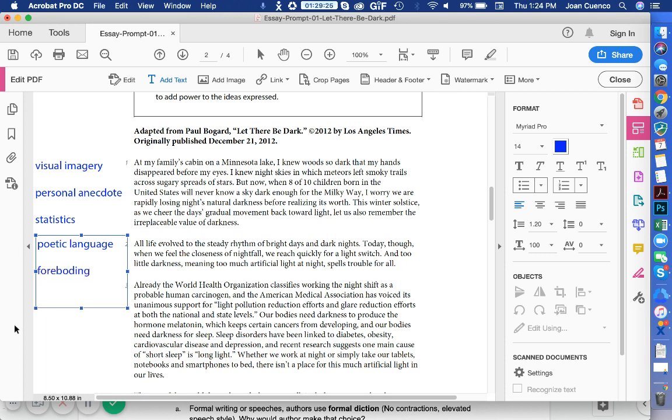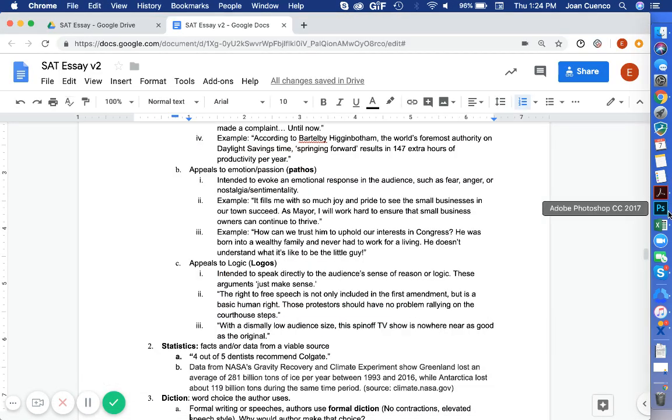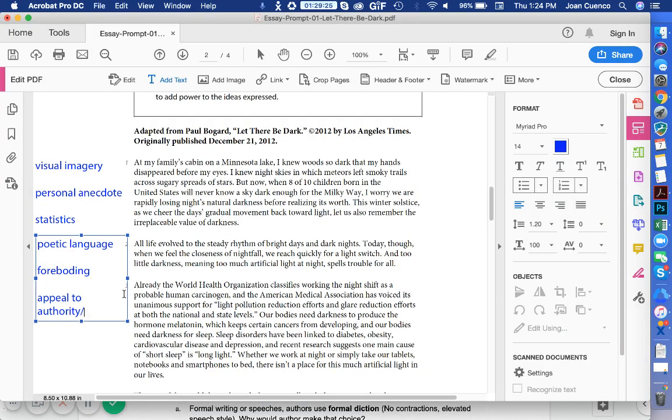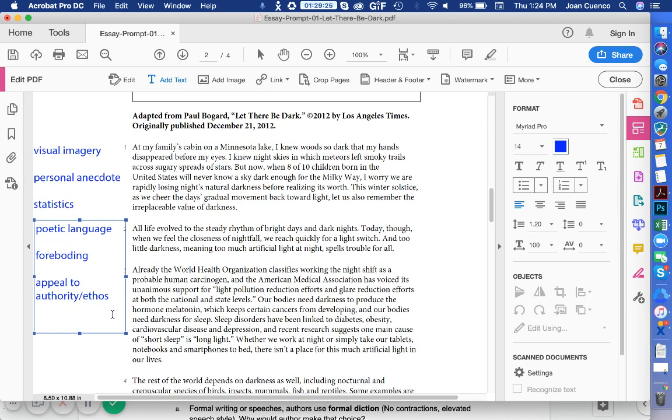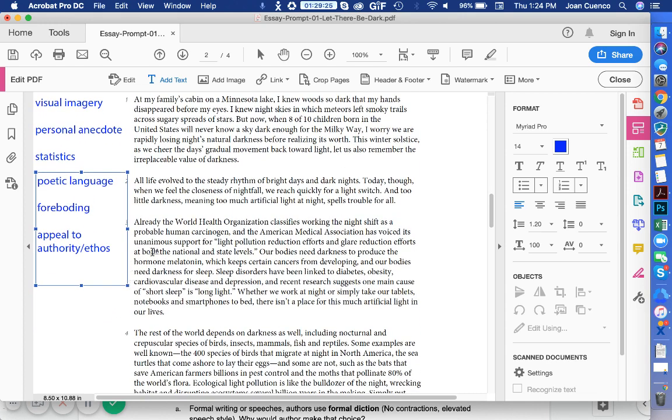On to paragraph 3, he mentions the World Health Organization, so that would be appeal to authority. This would also be appeal to authority. This is also known as ethos, because he's referring to a credible source. Also, the American Medical Association. Let's see what else we see.